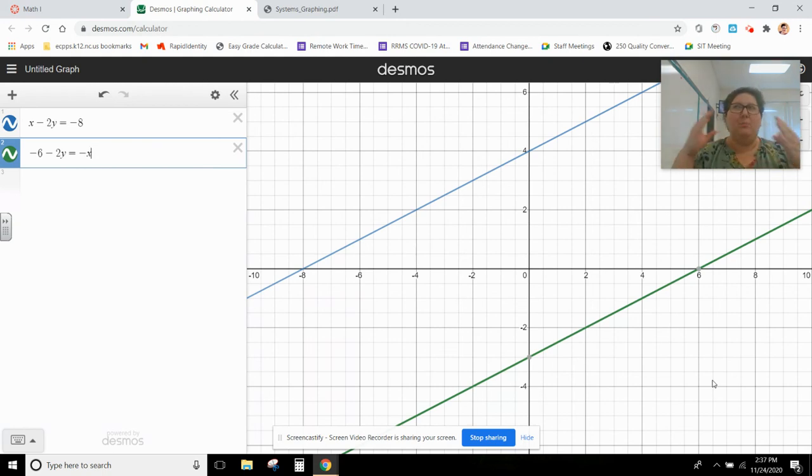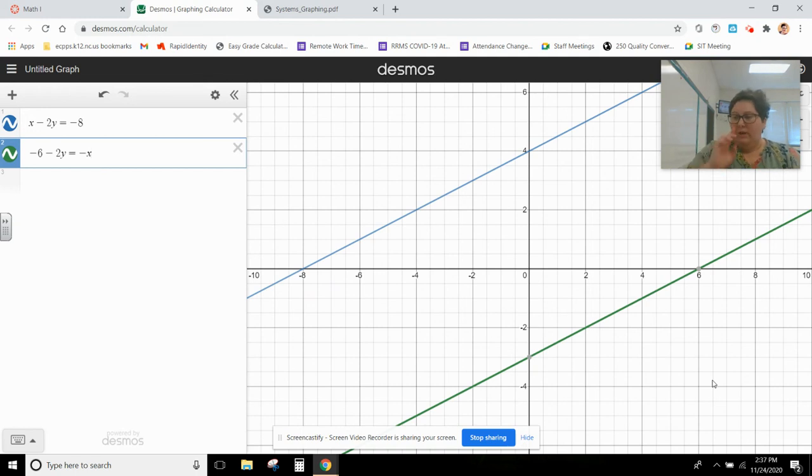Well, if a point of intersection is a solution to a system and these never touch, that means there's no solution. There's no point where these two will ever intersect or cross each other. So if you graph it and you get two parallel lines, your answer is no solution.